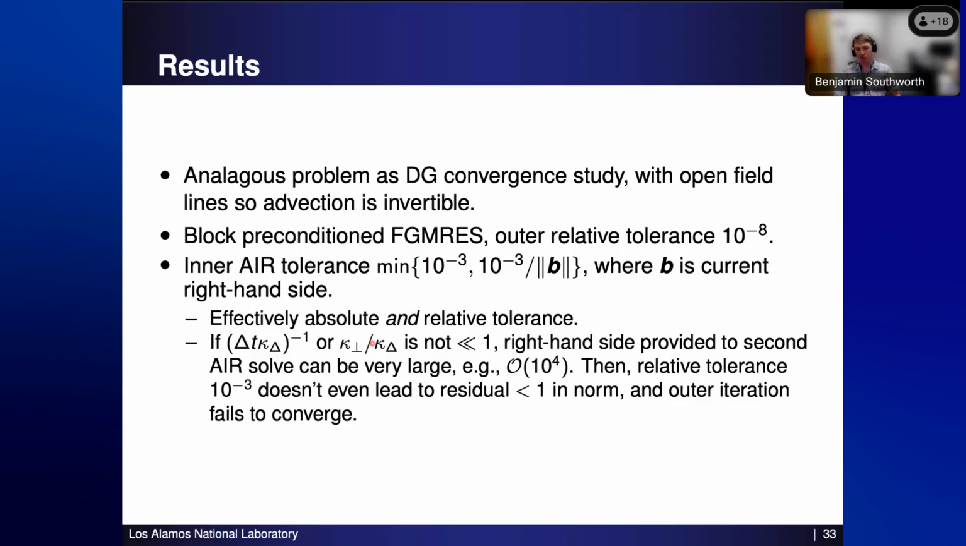The problem here is when the lower off-diagonal block with the isotropic diffusion is big, when we get to our second solve of the block preconditioning, the right-hand side provided to it can be really large because it's scaled by this large operator in the off-diagonal, as big as 10 to the 4. What we found is that if we have a 10 to the 4 right-hand side and you solve to 3 digits, then the residual is not even less than 1 in norm. It's still order 1 residual, and this causes the outer iteration to fail to converge. So we have this modified tolerance to account for the different magnitudes of residual between the first and second linear solve.